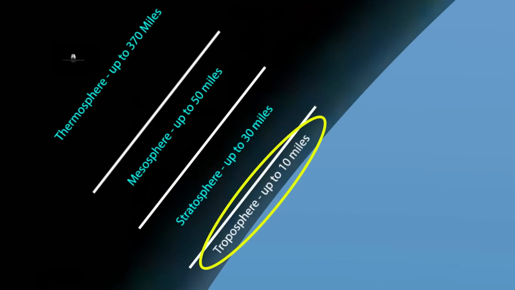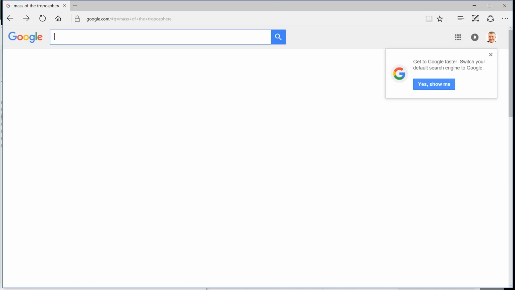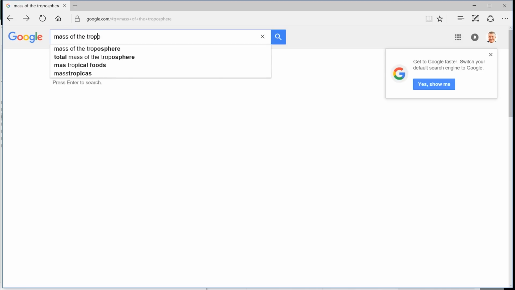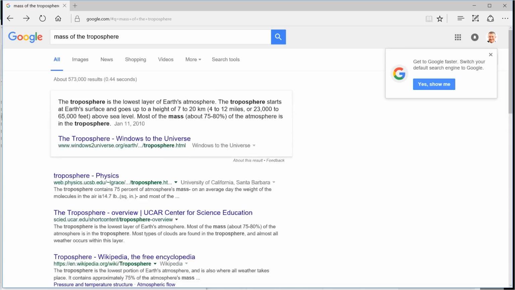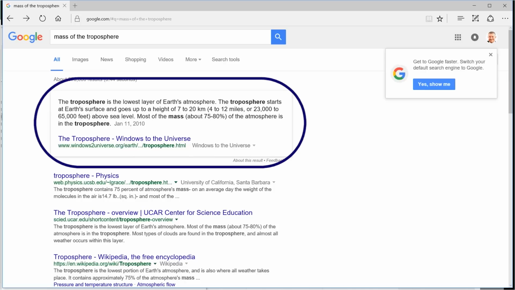Now we need to figure out how big the whole pie is. The CO2 problem is in the troposphere, the lowest 10 miles of the atmosphere. The mass of the troposphere is easy to figure out, but we don't need to do that here, just Google mass of the troposphere. Google conveniently puts the answer in the first block, which states that the troposphere is between 75 and 80% of the mass of the entire atmosphere.